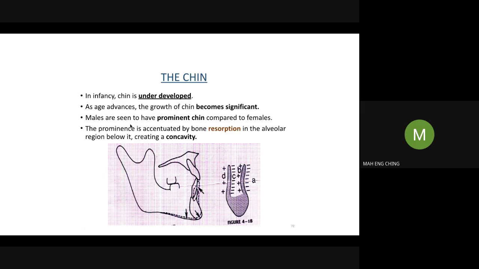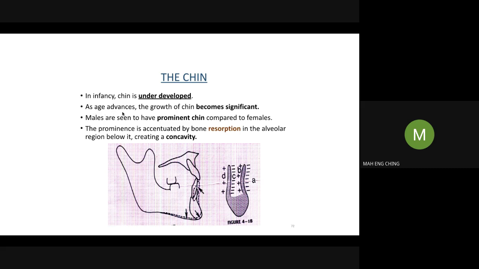So the chin, in an infant baby, is underdeveloped. Look at all babies, the chin is a bit underdeveloped. They always present with a class 2 face or class 2 skeletal pattern because the chin is underdeveloped. So they always get a double chin. Babies always have a double chin. It's very common because the chin is not developed yet.